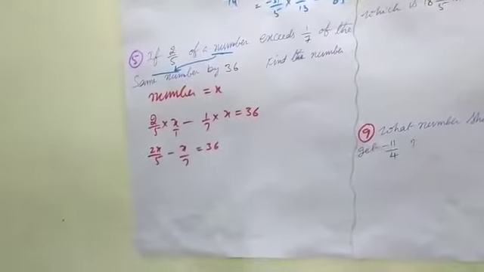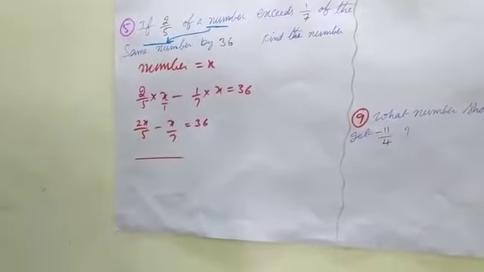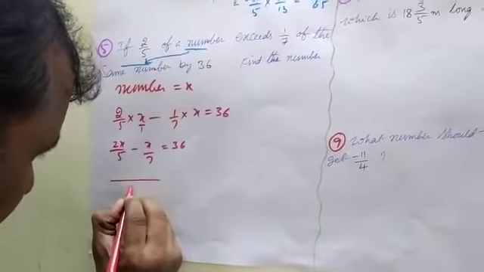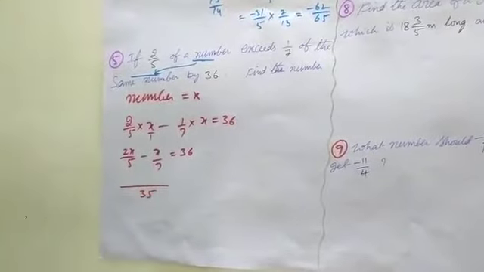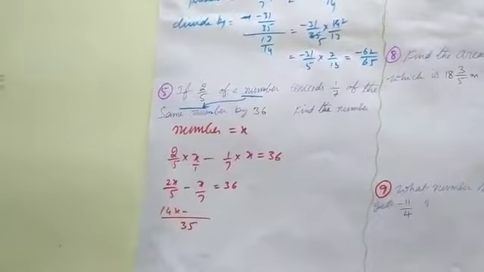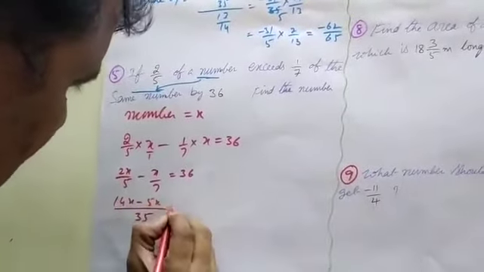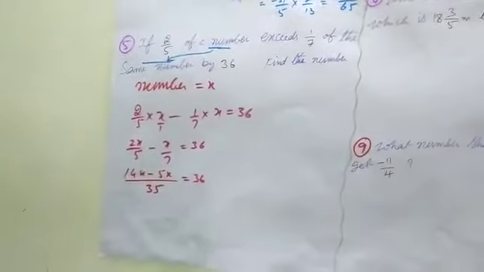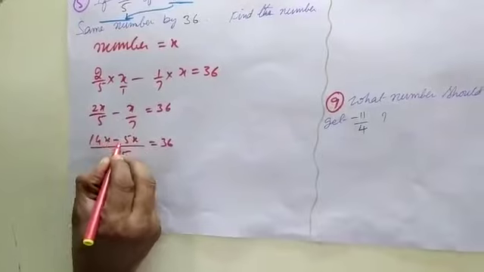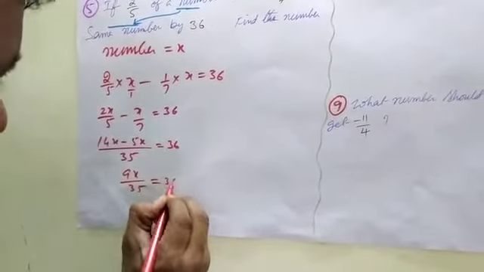What is the LCM? 5 into 7. 5 is a prime number, 7 is a prime number. The LCM of two prime numbers is the product of those numbers. Therefore 35. 35 divided by 5, 7. 7 into 2, 14. 14x minus 35 divided by 7, 5. 5 into x, 5x. That is equal to 36. Therefore, 14x minus 5x means 9x. 9x divided by 35 is equal to 36.